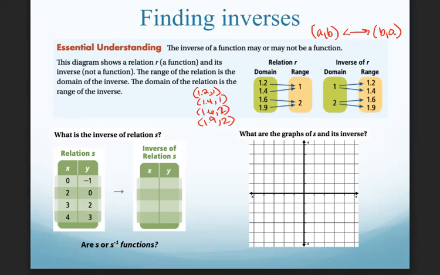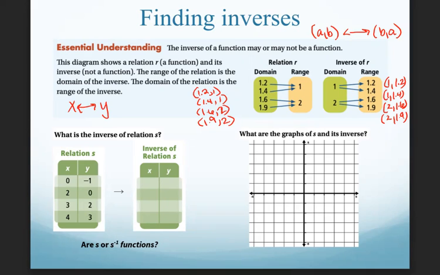The inverse of it, I'm going to switch the X and Y values for each of these. It's going to be 1 comma 1.2, 1 comma 1.4, 2 comma 1.6, 2 comma 1.9. So all I did is I switched my X and Y. The X became Y and the Y became X.